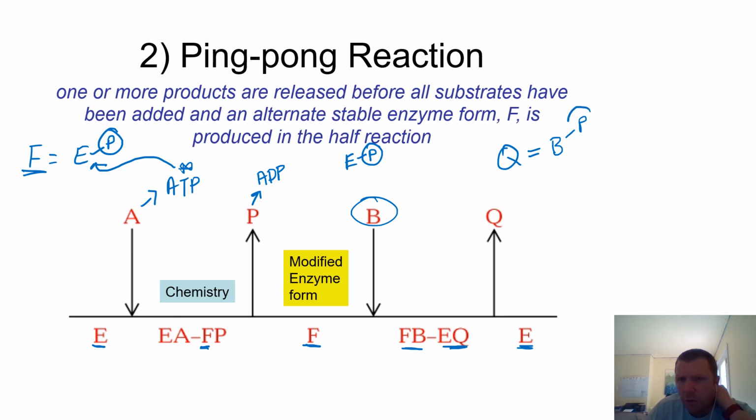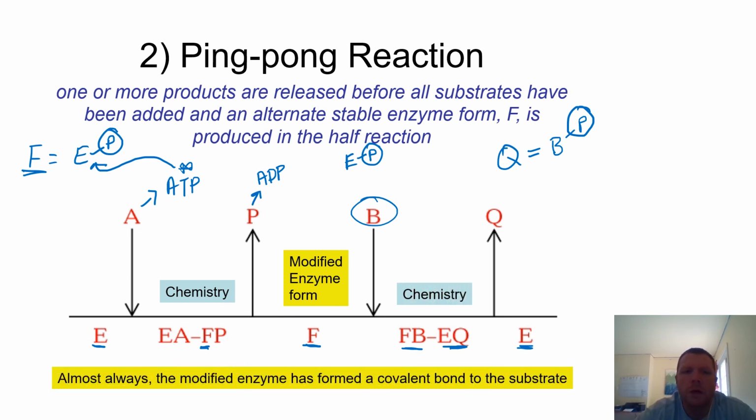But this is basically what we have taking place here, where we have a unique form of our enzyme as an intermediate that causes our reaction to take place. So what that means is, in a ping-pong reaction, could E bind to B? No, it couldn't, because F is the form of the enzyme that has a strong affinity for molecule B. So you're never going to see, in a ping-pong reaction, E bind to B. You're going to see E bind to A, reaction takes place, F is produced, F binds to B, E is returned, Q is released, and E is now ready to bind to A again.